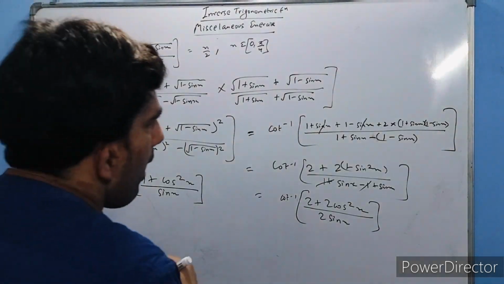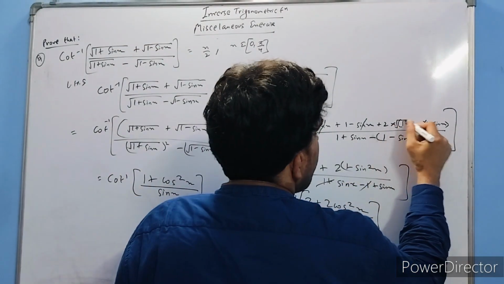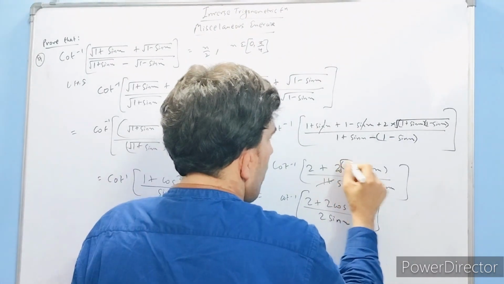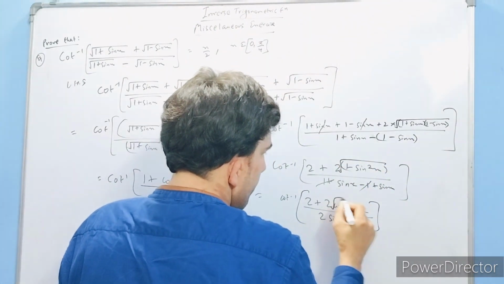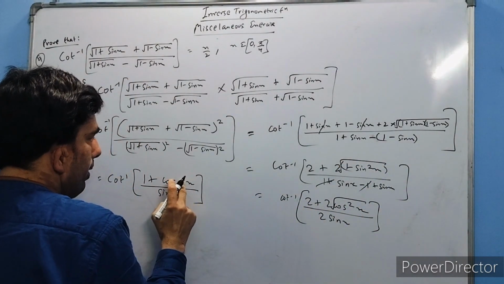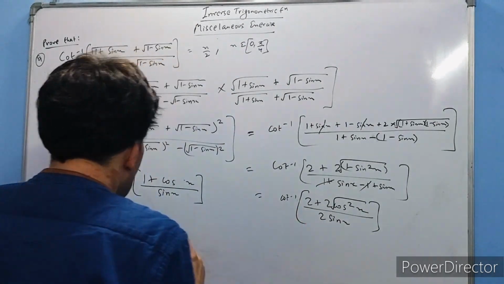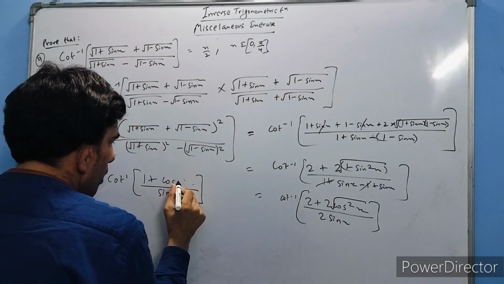Now I have this that is inside the root. So now I got cos square x. It will be cos x. Okay, 2 we have reduced, so we have this now, cos x.